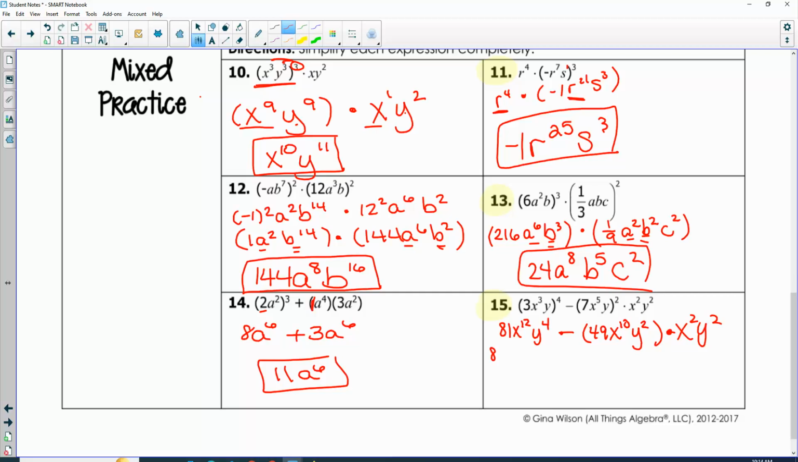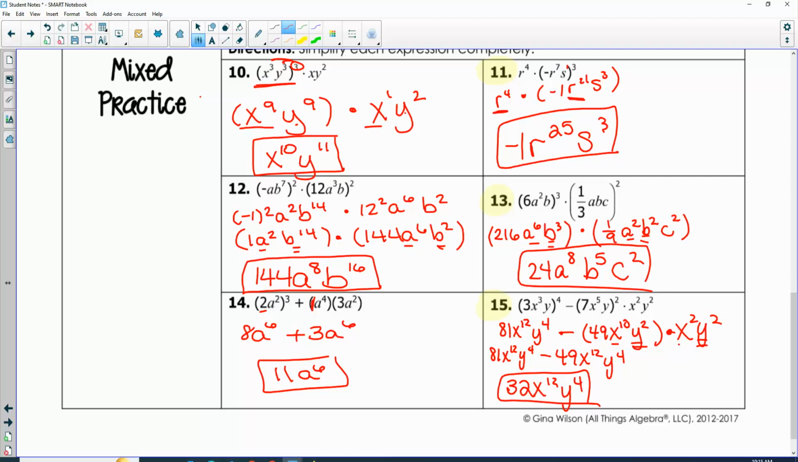Order of operations tells me I have to multiply before I subtract. So if I'm multiplying over here, I have my 49. 10 x's and 2 x's will give me 12 x's. 2 y's and 2 y's is 4 y's. Now these are like terms because they both have the x to the 12th, y to the 4th. So we can subtract 81 minus 49 is 32. X to the 12th, y to the 4th.